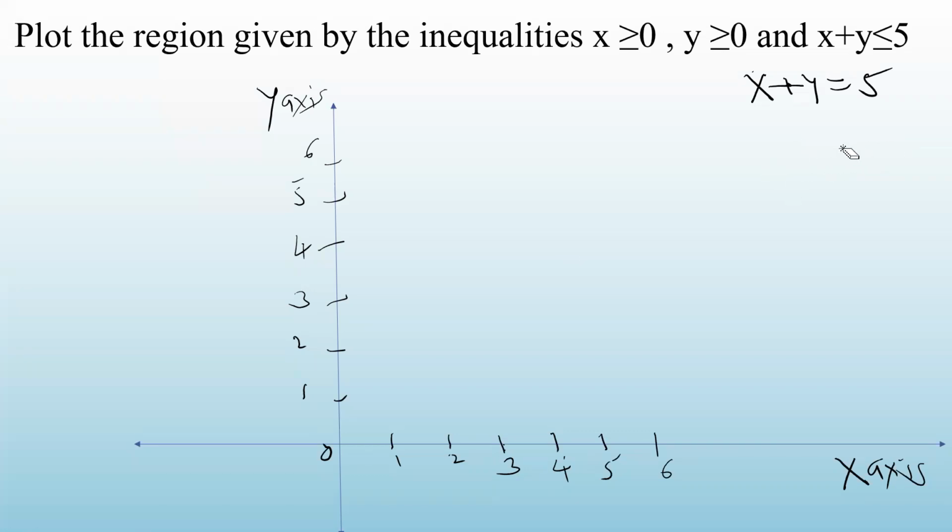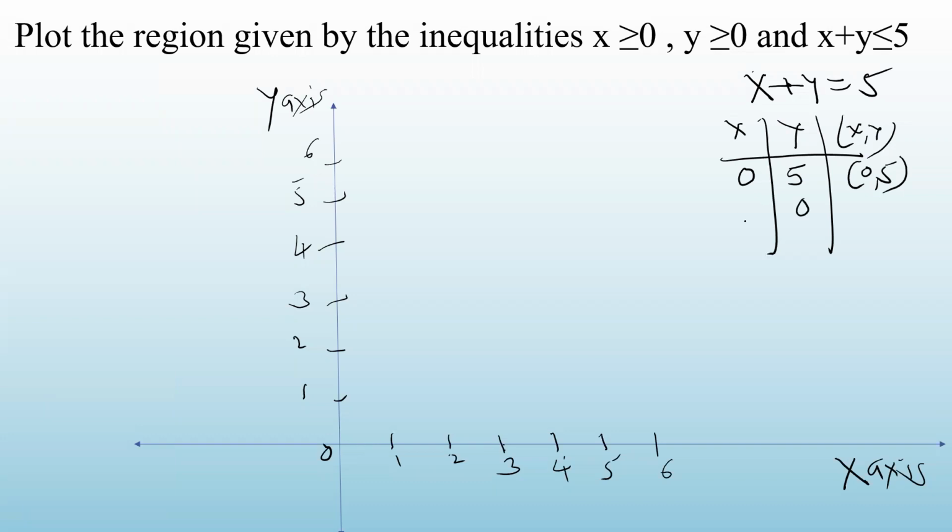And to draw the line, we need only 2 points. So as I told you, we will make a table like this. When I put x equal to 0, y will be 5, so I will get 0, 5. When I put y equal to 0, I'll get x equal to 5, so I'll get 5, 0. Now what we have to do is plot these 2 points on the graph paper.